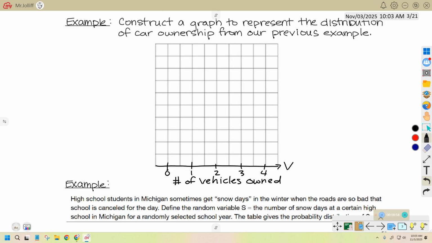And then on the y-axis, I want to plot probability, P of V. In that table, what is the largest probability? 37. So I need my graph to go up to at least 37. 38 or 40 is probably better. So let's see. 10, 20, 30, 40. I think counting by fives is probably the easiest. So 5, 10, 15, 20, 25, 30, 35, 40.